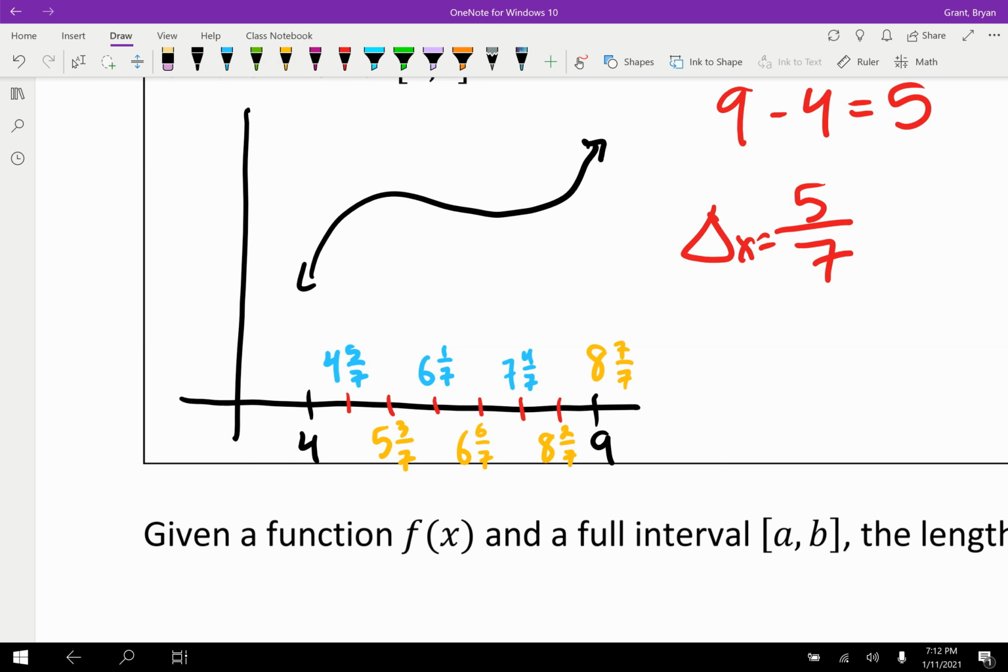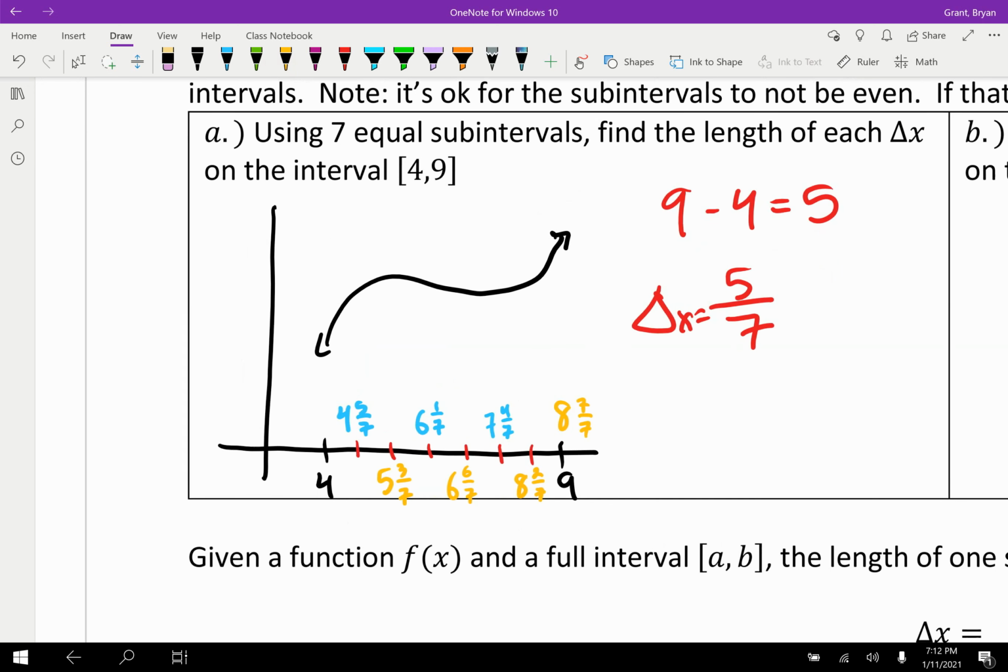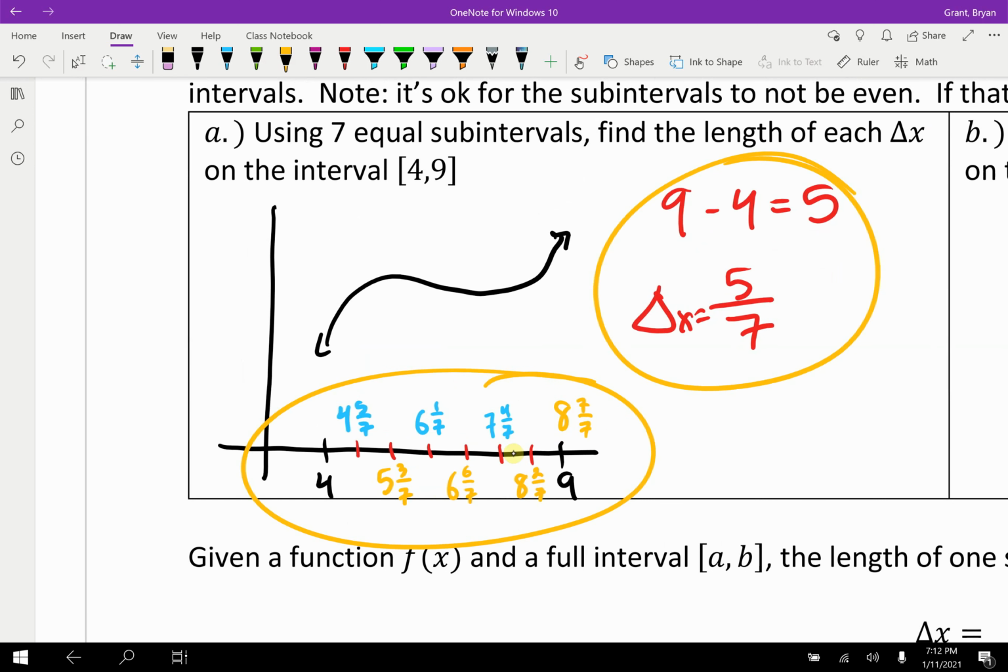Cool. So we were able to split this, though, by just 2 easy tricks. This is the bonus. This is the important piece. How did we do it? There were 2 steps. We subtracted the endpoints, and then we divided by the number of subintervals.